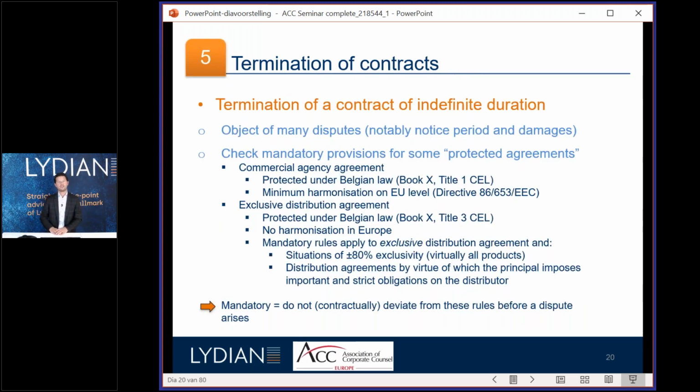Last point, termination of contracts of an indefinite duration. There it's very important to be aware that not only for the protected agreements, as you see on the slide, commercial agency and exclusive distribution agreement, there may be severe consequences, but also for general common commercial agreements of an indefinite duration, you have to take into account a notice period. You have to award a reasonable notice period, whatever that may be, and also damages when terminating an agreement. It's also important to reflect on that when entering or reviewing an agreement.